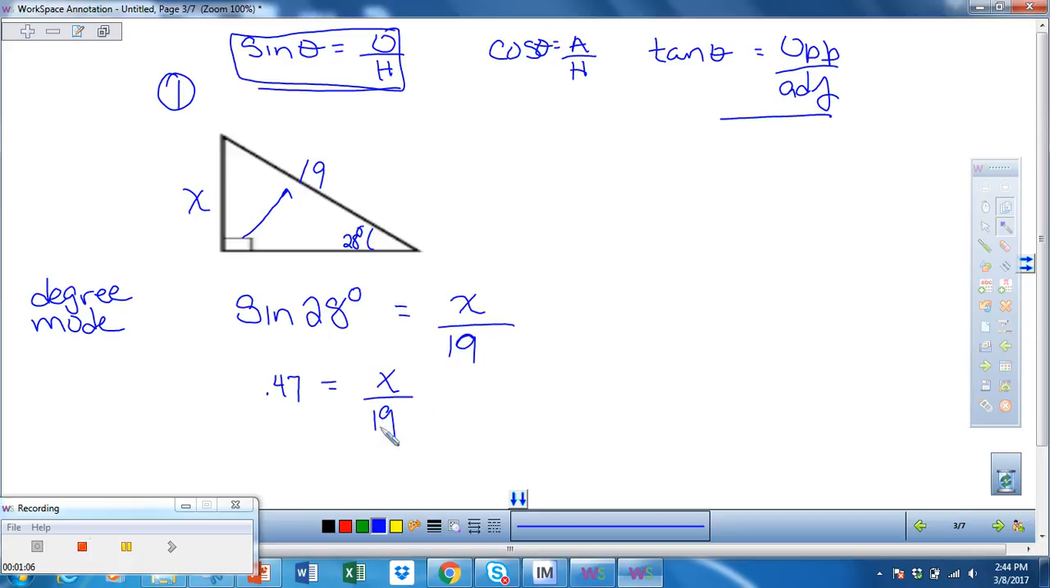And now this is simply a ratio problem. We're going to cross multiply, and we get 19 times 0.47 is equal to x. So times 19, and I get that this side is approximately 8.9. And we weren't given any measures, so we don't have to tell whether it's meters or anything because we weren't given anything. Okay, let's try the next problem.